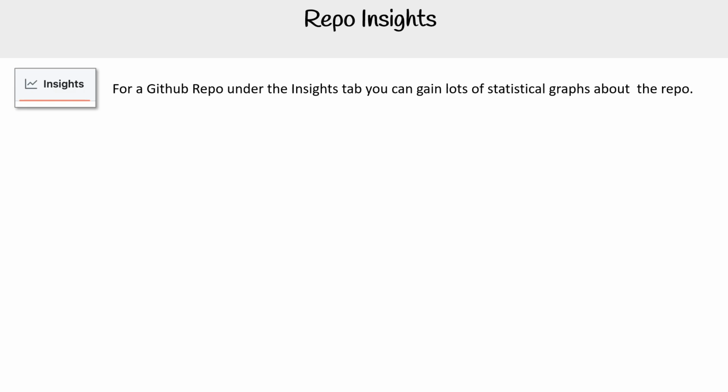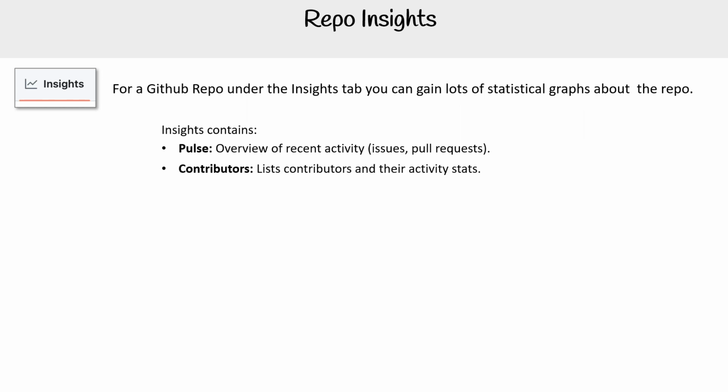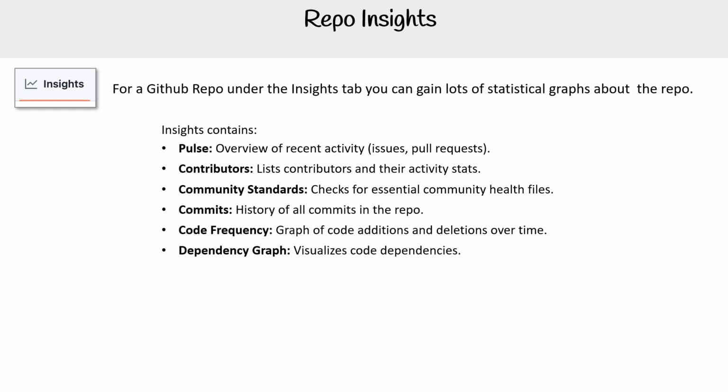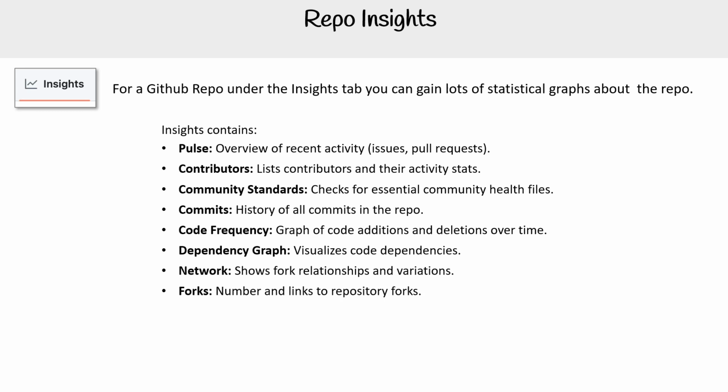So for a GitHub repo, under the Insights tab, you can gain lots of statistical graphs about the repo. And so Insights contains the following tabs. We got Pulse, an overview of recent activity. Contributors, a list of contributors and their activity stats. Community standards, commits, code frequency, dependency graph, network, forks.